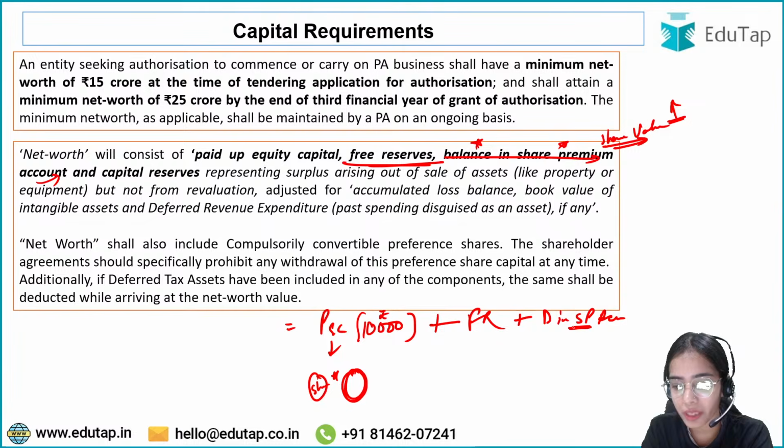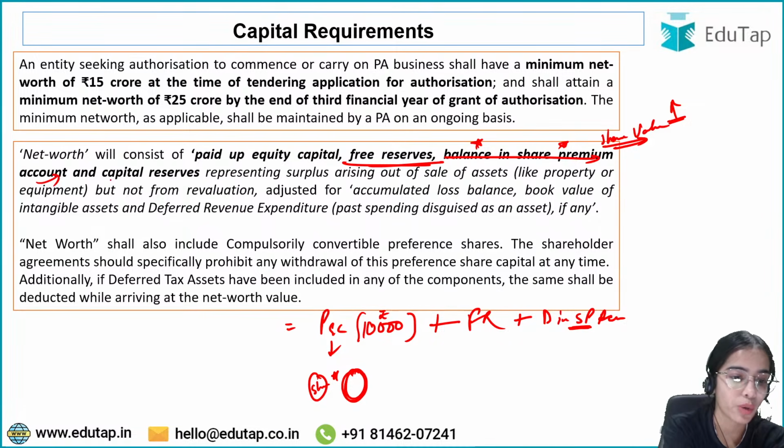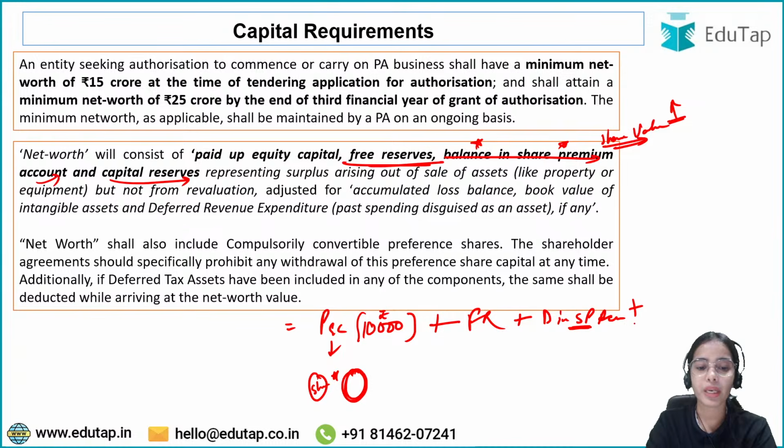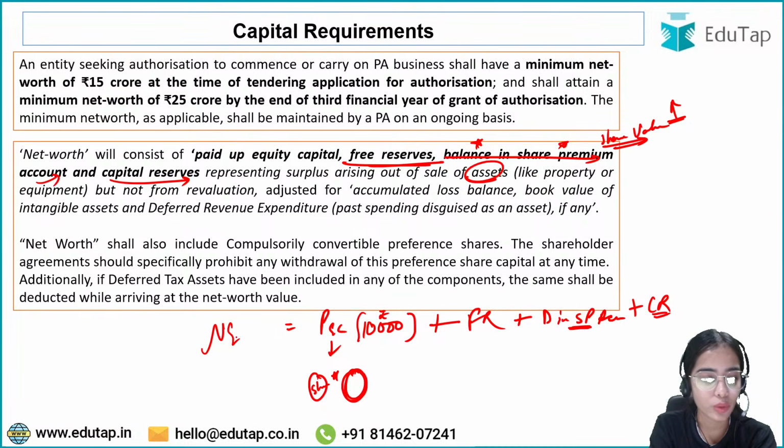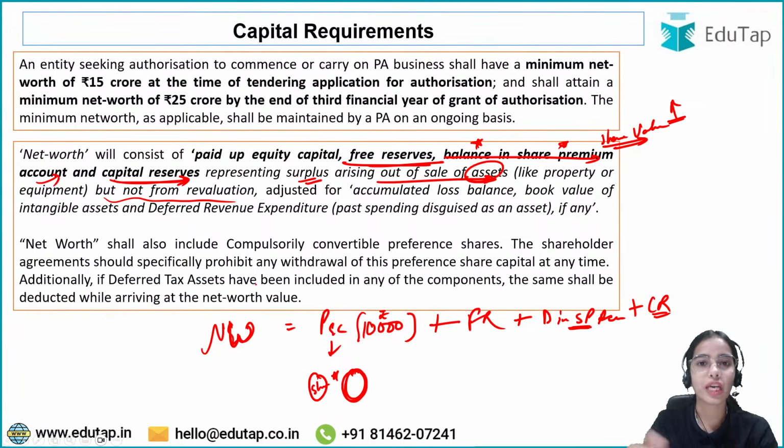So the premium value of the share, the higher value of the share, is the balance in share premium account. Capital reserves: let's say the company has sold some assets, property or equipment, so the reserves that the company is getting through that are all added in net worth. So capital reserves are the surplus arising out of sale of assets but not from revaluation. So we are not adding revaluation.